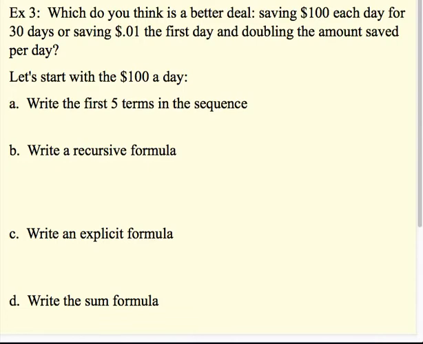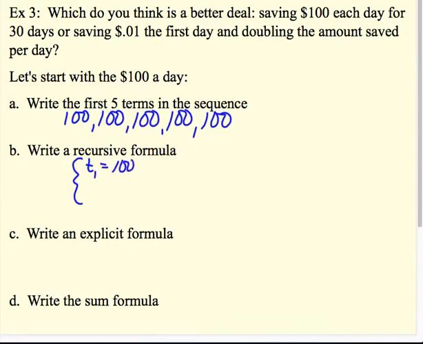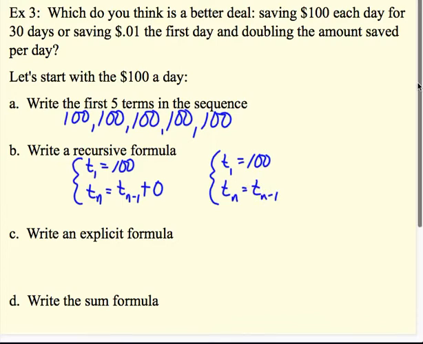So our arithmetic sequence, if we save $100 a day, is pretty boring because our first term is 100 and our second term is 100 and so on. So if we're writing the first 5 terms, we're saving $100 every day. So our common difference is 0. So when we write our recursive formula, t sub 1 is 100, t sub n equals the previous term plus the common difference, or if you wanted to simplify that, t sub 1 equals 100, and t sub n equals the previous term.